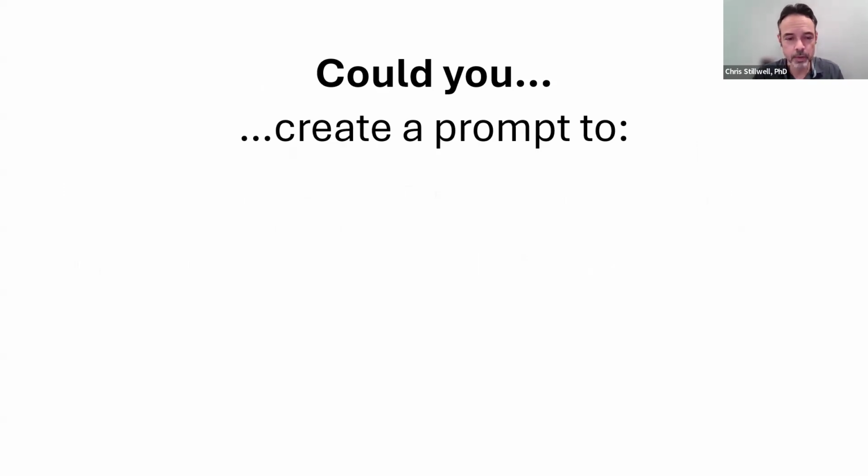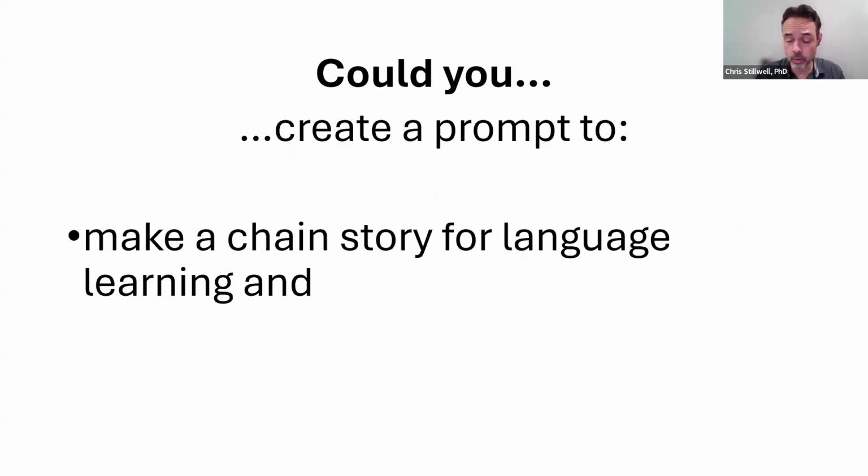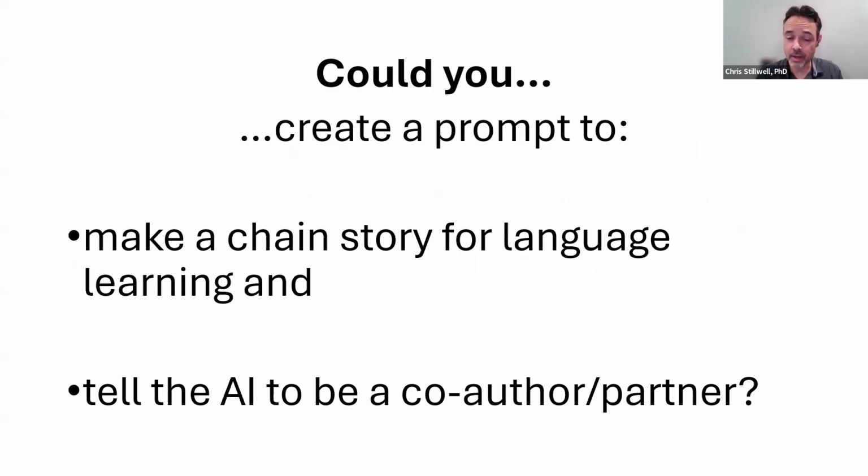We need to create a prompt to make a chain story for language learning and tell the AI to be a good co-author, a good partner. Just like before, when we talked about how we can make the AI be a good role play partner, we need to do the same thing here. AI naturally wants to be super helpful. And if I'm not careful about my instructions, I might say, I want to make a story about a haunted house, and then the AI will create 5 paragraphs of a complete story with no participation from me at all. So I need to give good instructions.